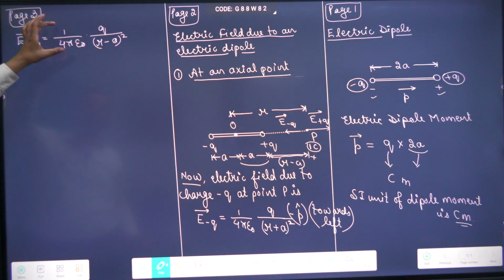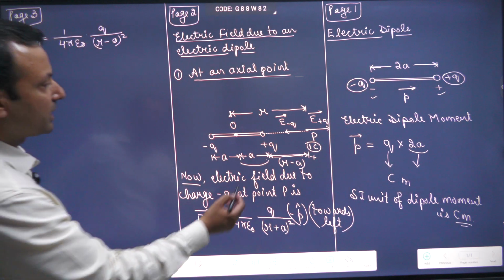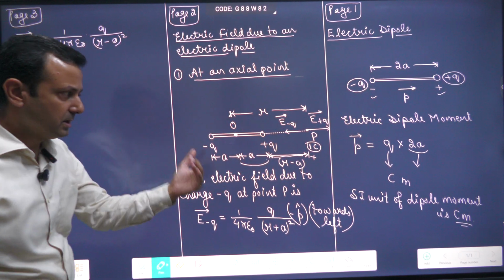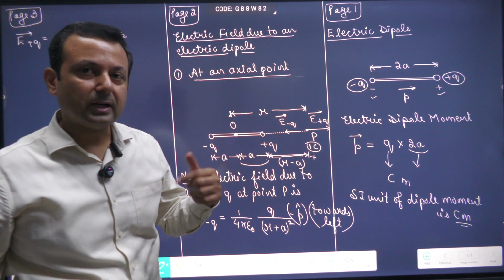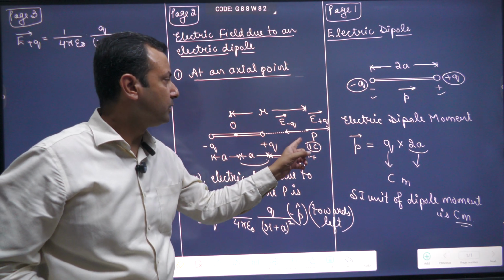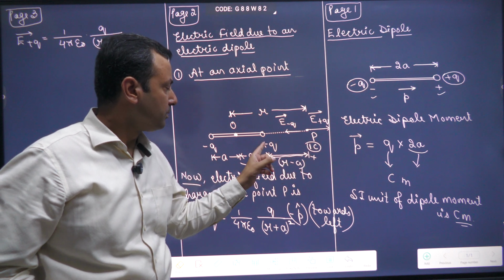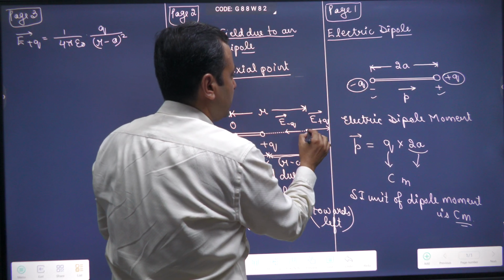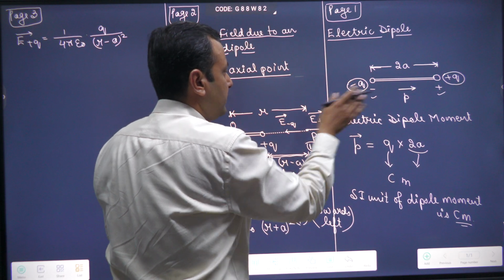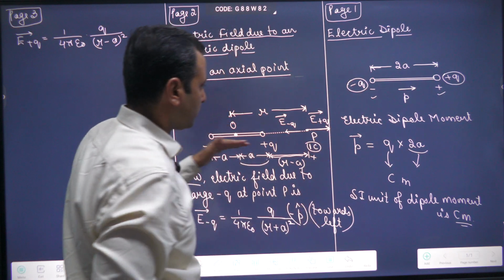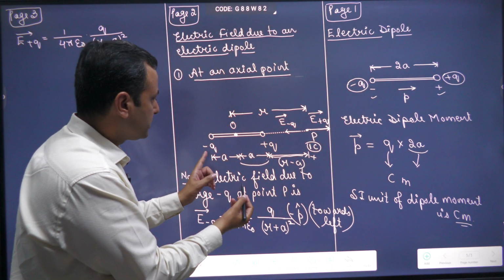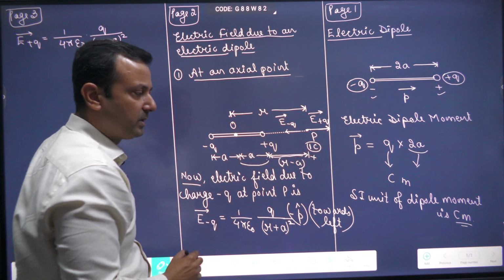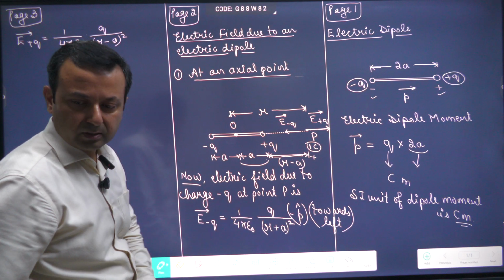So E plus Q is 1 upon 4 pi epsilon naught, charge is Q and distance is R minus A, upon (R minus A) whole square. Now, what is the direction? This positive is going to repel this positive charge, so E plus Q will be in the rightward direction. Rightward direction is from minus Q to plus Q, which is the direction of the dipole moment, so we will take it as plus P cap.